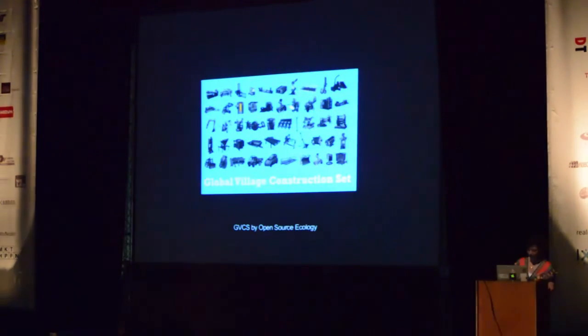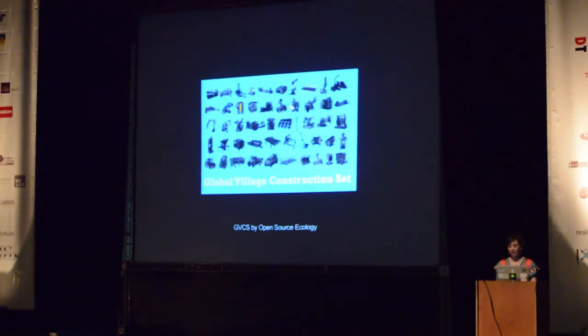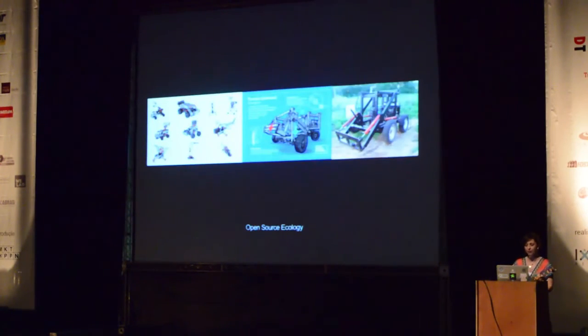The Global Village Construction Set is another excellent example of this new approach to industrial design. The GVCS is a set of 50 open source industrial machines being developed by an organization called Open Source Ecology with a goal of providing production capabilities to everyone. To achieve this, the GVCS tools are inspired by the concept of Erector Set, which you can see represented on the image on the left.